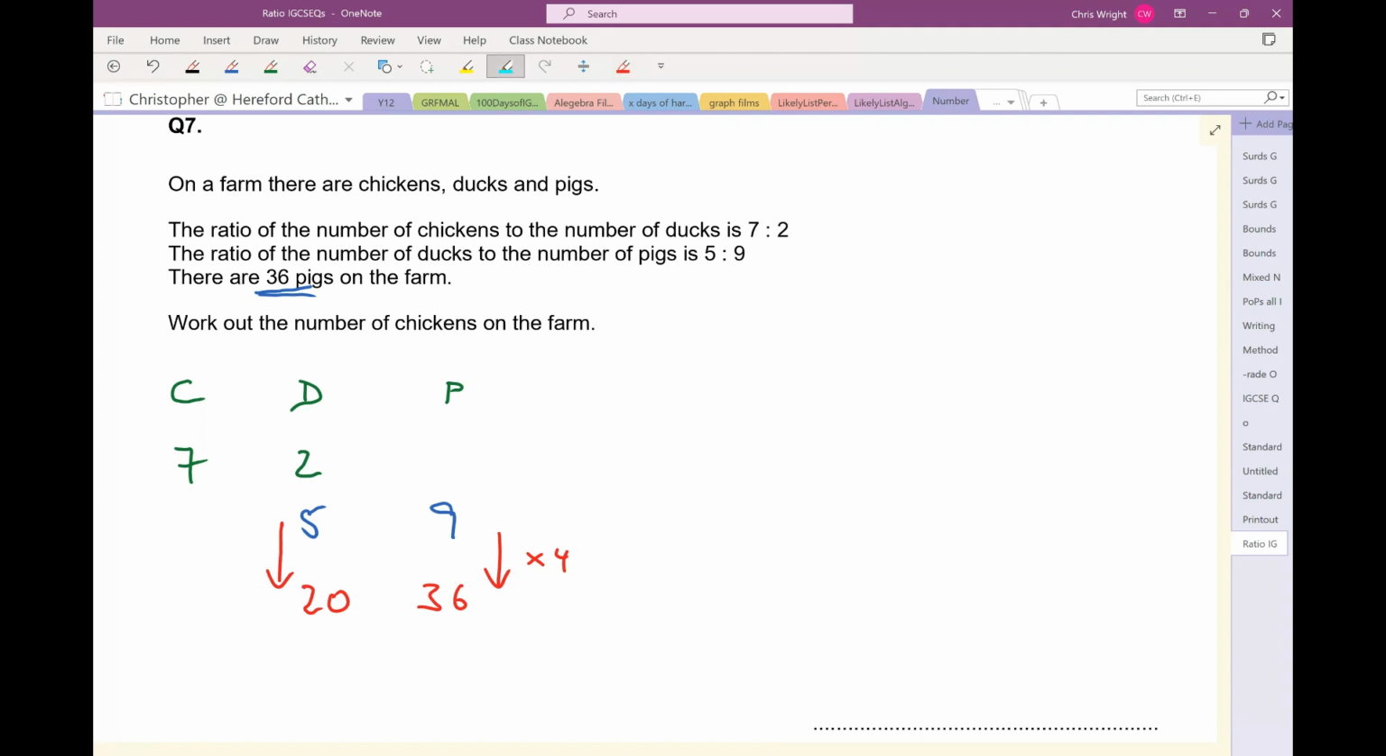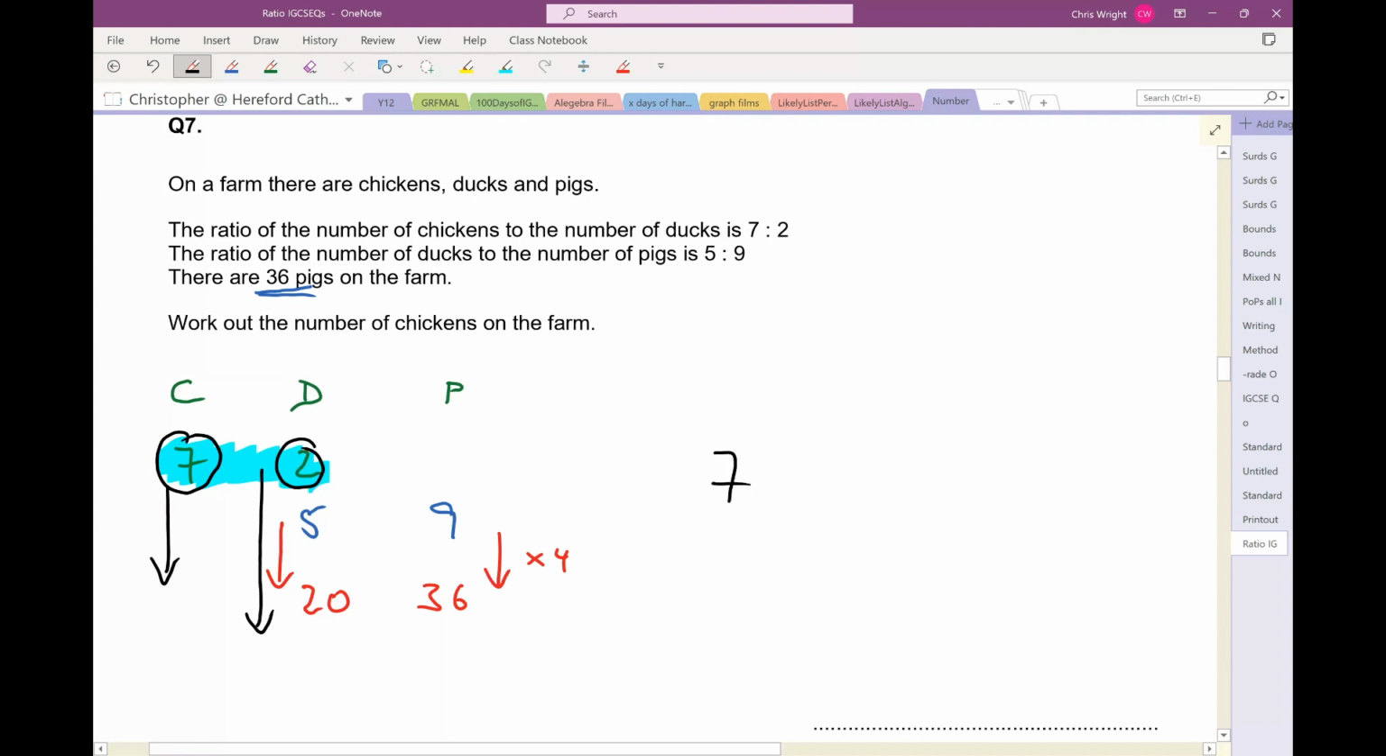Now, the ratio of chickens to ducks is 7 to 2. So I know there are 20 ducks. So I know that 2 has been times by 10. So I better do the same to the 7. 7 times 10. There are 70 chickens on the farm.